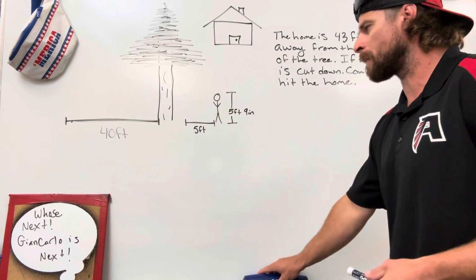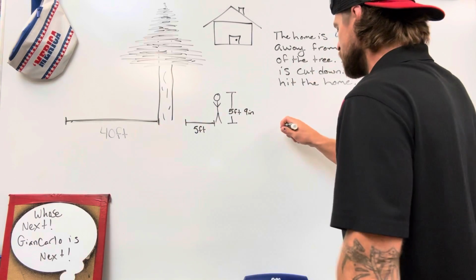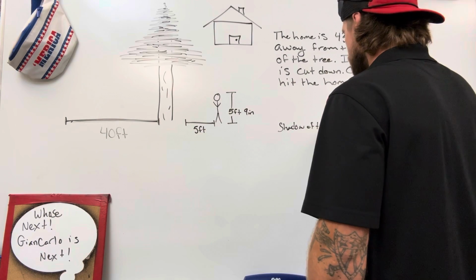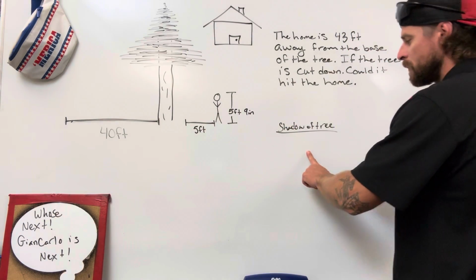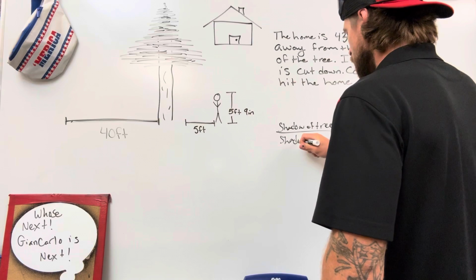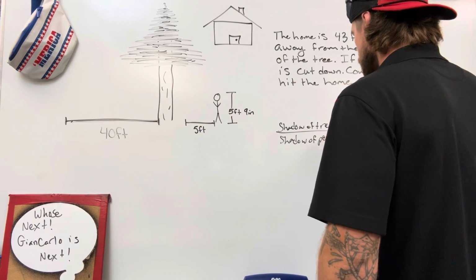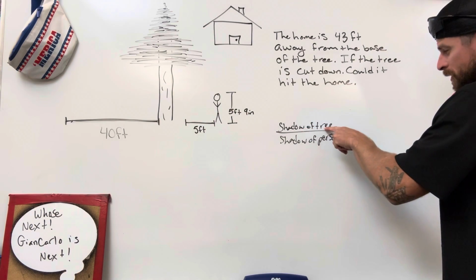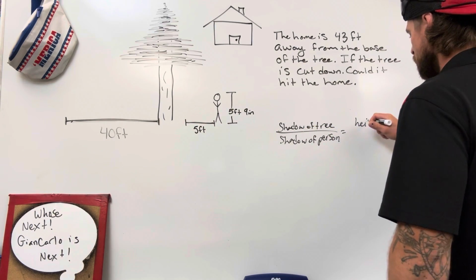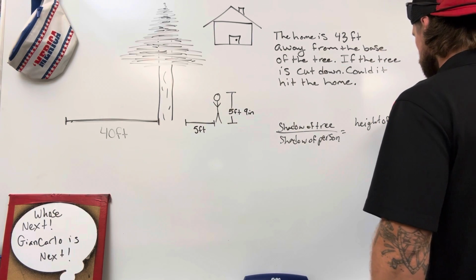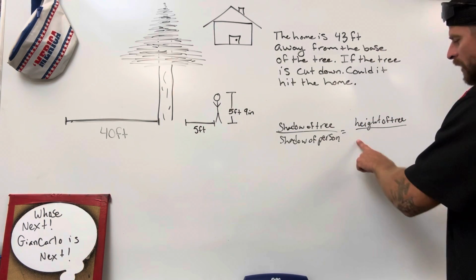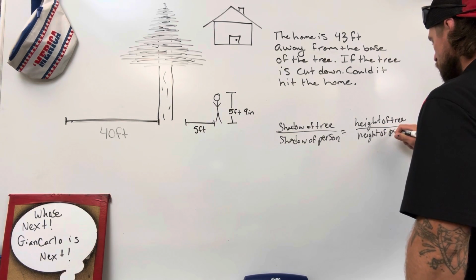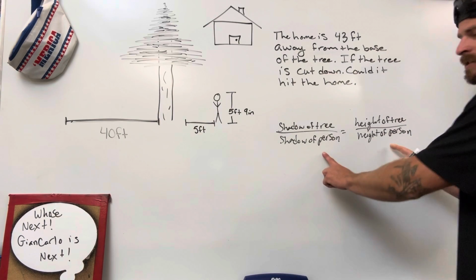Okay, so how do we create a proportion? Let's put the shadow of the tree over the top of the shadow of the person. And if we do it in this way, we can set this equal to, since the shadow of the tree's on top, I need to put the height of the tree on top. And then on the bottom, I would put the height of the person. And that's what your proportion setup would look like.